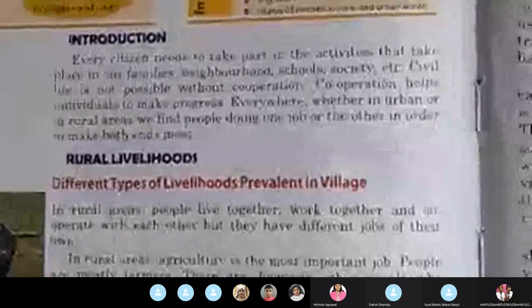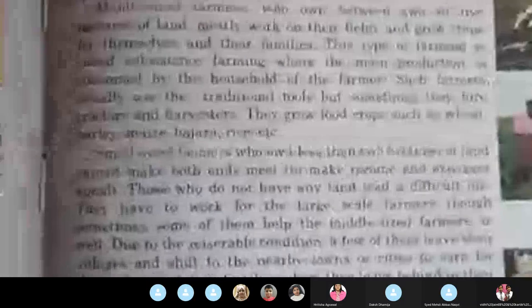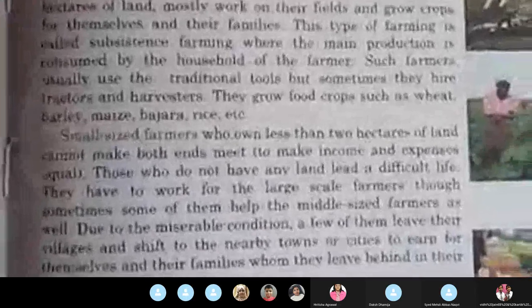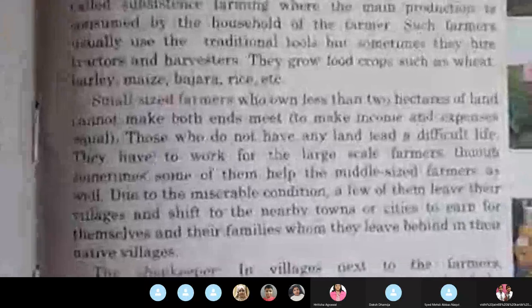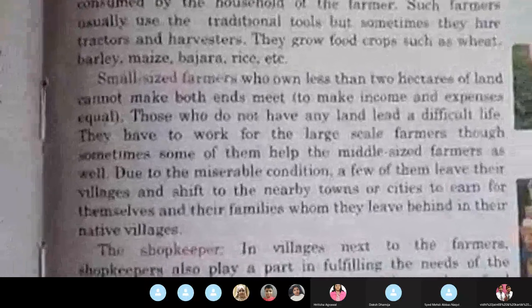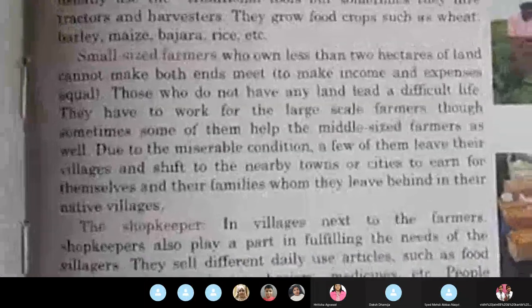Then there are middle-sized farmers, those farmers who have 2 to 5 hectares of land. They work mainly in their own fields. They grow crops for their own needs to be fulfilled, for their own subsistence. Subsistence means to have their own requirements being fulfilled.